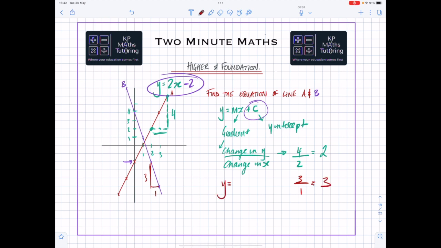But as I said, we know this line's going down. It is a negative gradient, so it's minus 3x. And then I need to figure out where it crosses the y-axis. It's very clear that that crosses at 4, so plus 4. Okay, that's your very quick crash course in equations of lines. And just make sure you're finding change in y divided by change in x. Don't get that the wrong way around.